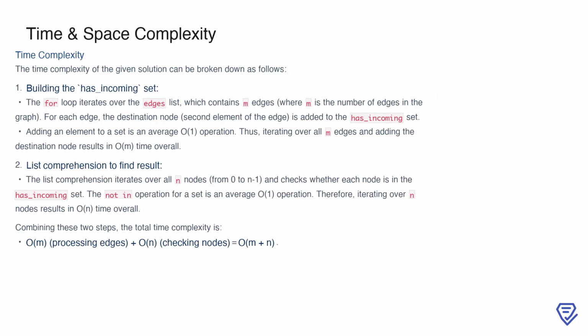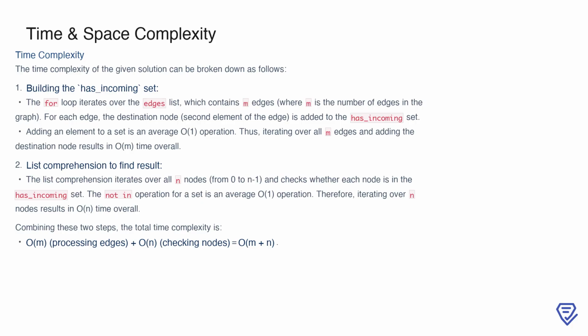To analyze the time complexity of our solution, we need to break it into two main steps. First, we build the has_incoming set. This involves iterating over the list of edges, which contains m edges, where each edge represents a connection in the graph. For each edge, we extract the destination node and add it to the set. Since adding an element to a set is, on average, an O(1) operation, the entire process of iterating over m edges and updating the set takes O(m) time overall.